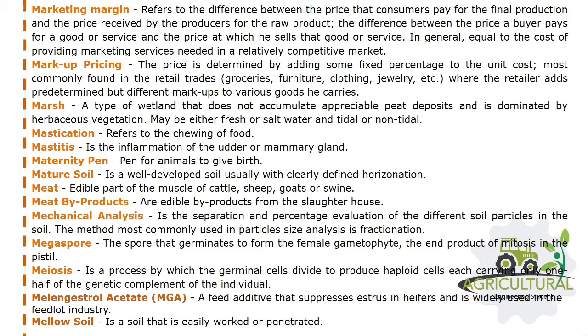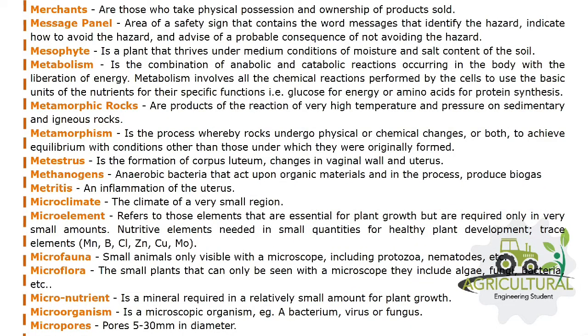Meiosis is a process by which the germinal cells divide to produce haploid cells, each carrying only one half of the genetic complement of the individual. Melengestrol acetate, MGA, a feed additive that suppresses estrus in heifers and is widely used in the feedlot industry. Mellow soil is a soil that is easily worked or penetrated. Merchants are those who take physical possession and ownership of products sold.